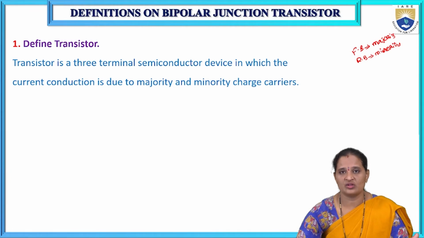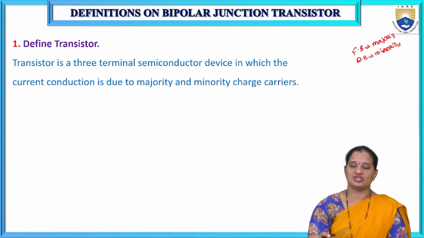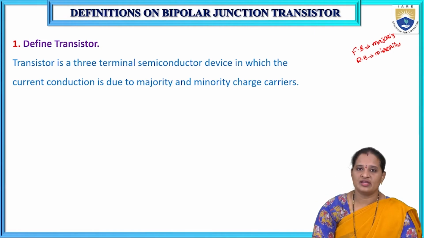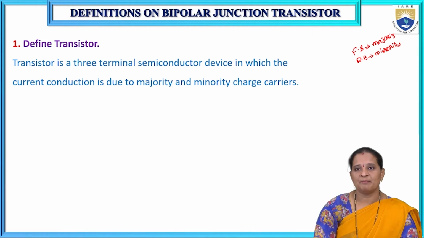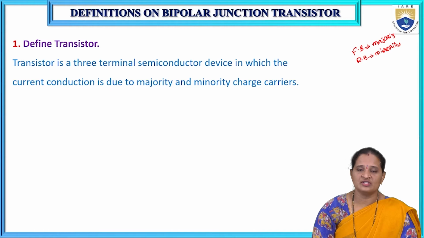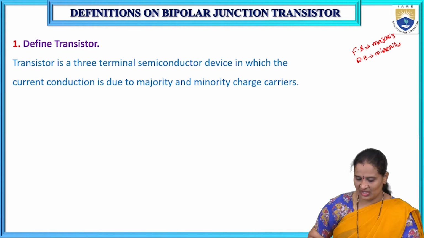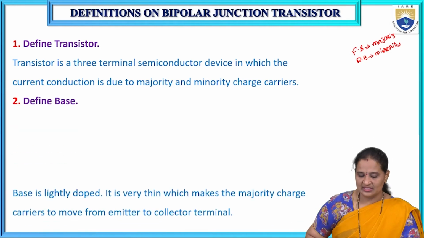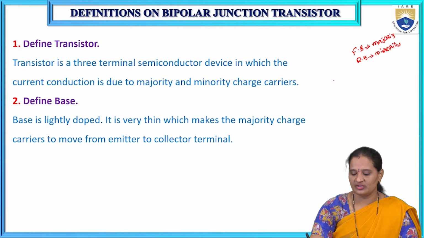So that is why we can also call it a bipolar junction transistor, where the current conduction takes place due to both majority and minority charge carriers. So we can define the transistor as a three-terminal semiconductor device in which the current conduction is due to majority and minority charge carriers. What is a base? Define base. The transistor has three terminals.